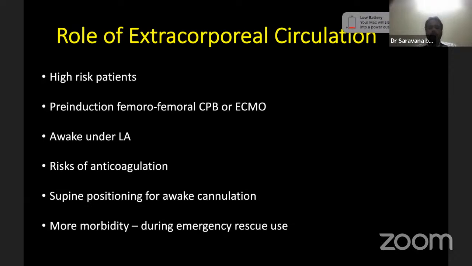So first you have to do it under an awake state with local anesthesia. And the risk of anticoagulation is always there, because there may be some bleeding, maybe more. And the supine position for awake cannulation is a little tough, because these patients cannot lie supine, and they may develop symptoms. These are the challenges in getting the patient for an awake fem bypass or an ECMO. So there is more morbidity during emergency rescue. So you always plan pre-induction.